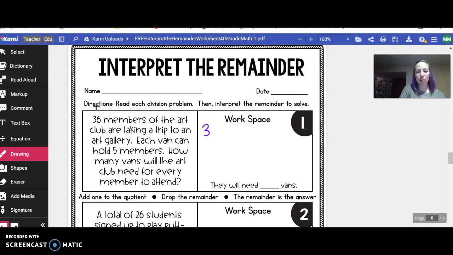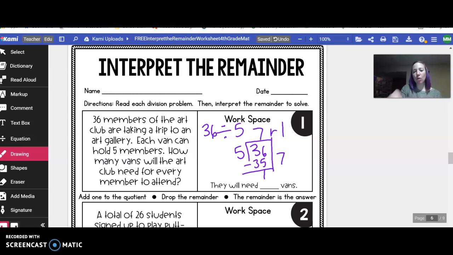Well, we're taking 36 members. We're dividing them up into groups of 5 for each van. So that's the problem that we are trying to solve. Now, you might be able to just do this one in your head. I'll at least write it down and say, okay, well, 7 groups is 35. Okay, so I have 7 remainder 1.